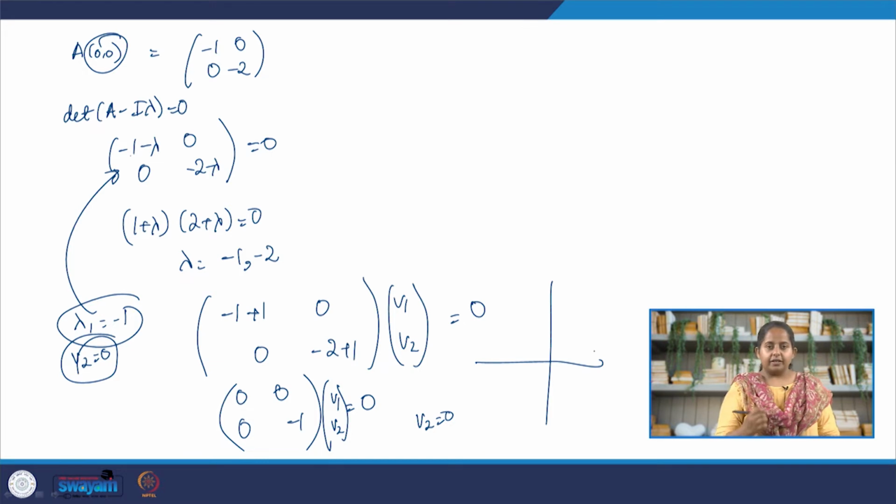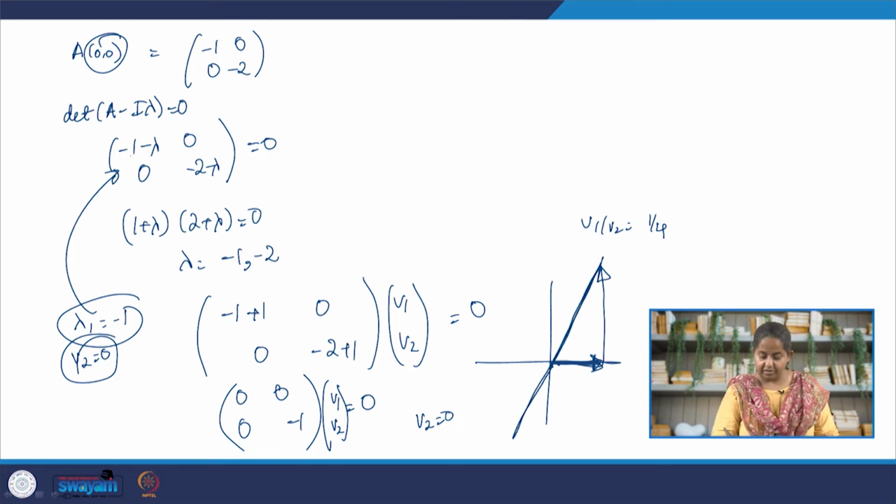Remember, whenever we get a ratio of v1 and v2, what I like to do is take that number of steps. Let us say v1 by v2 is equal to 1 by 4. Take one step in the direction of the x-axis and then 4 steps in the direction of the y-axis. Connect this and this is your eigenvector corresponding to the particular lambda.